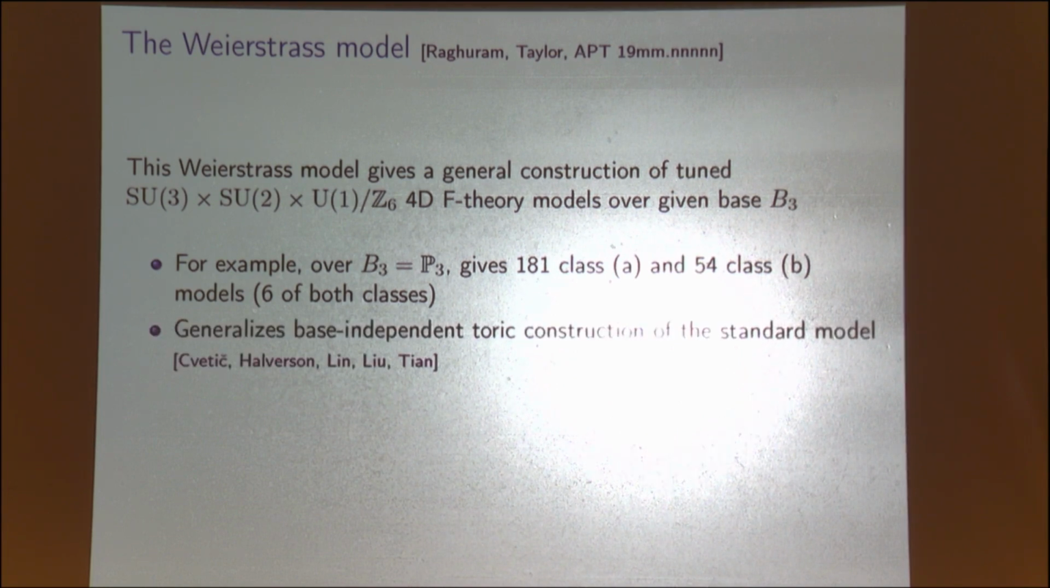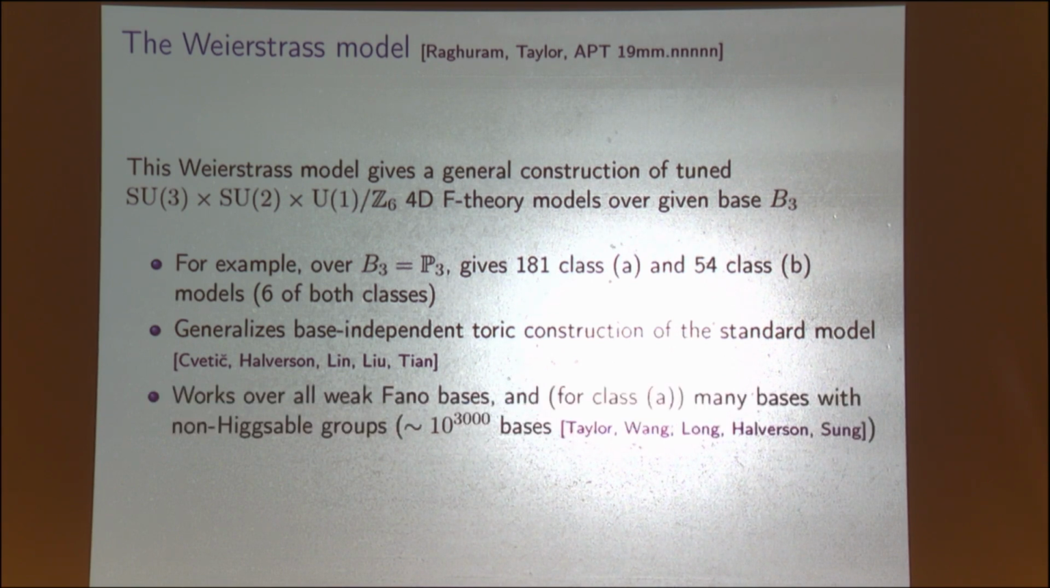This generalizes the base-independent toric construction of the standard model coming from that quadrillion standard models from F-theory story, where they were discussing only the SU5 special case. And as they saw in their paper, this construction works over all weak Fano bases. But additionally, for the class A models, it works over many bases that have non-Higgsable gauge groups as well, which would be hidden sector dark matter. And there are many, many such bases. This has been discussed in various approaches in previous papers. So this opens us up to a very, very large class of standard models in F-theory.